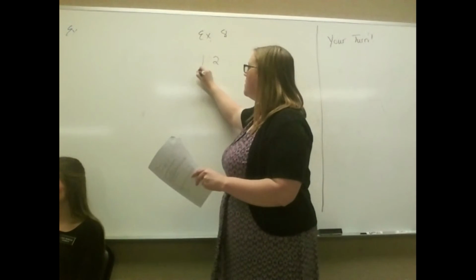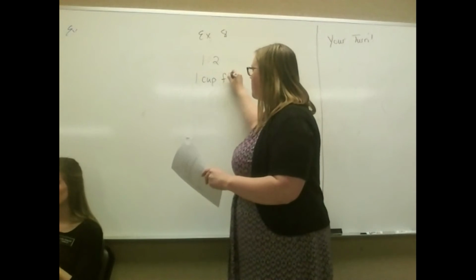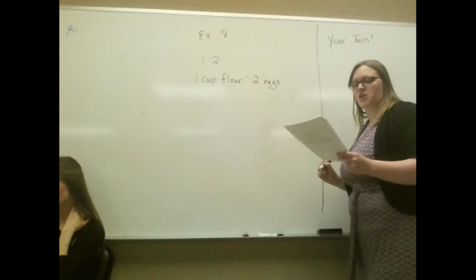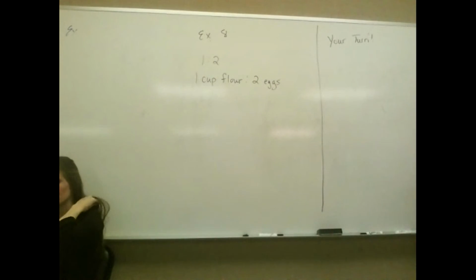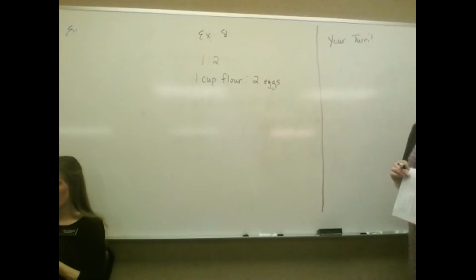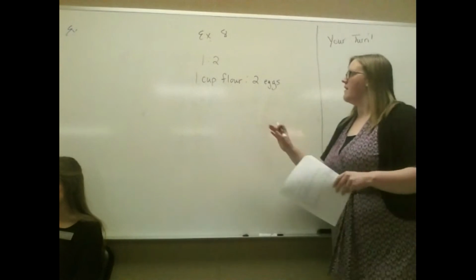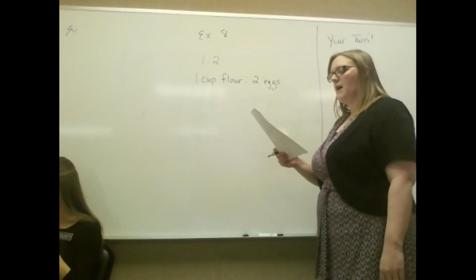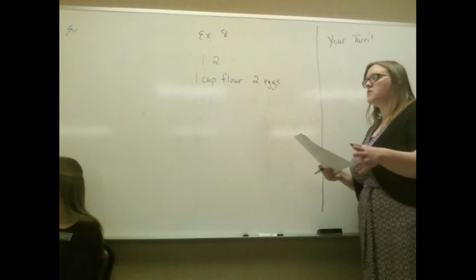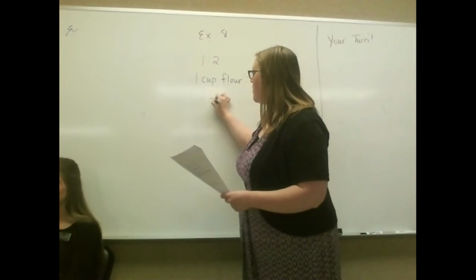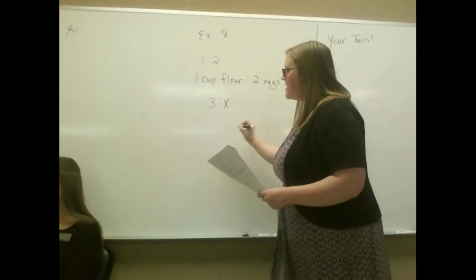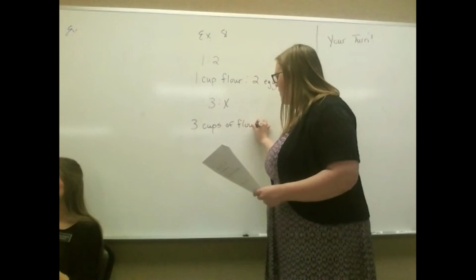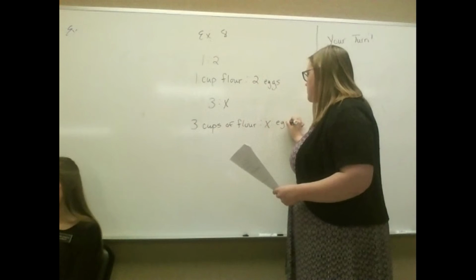So she wrote 1 to 2, or if you wanted to write out the words, you could say 1 cup flour to 2 eggs. This is the ratio because it says the recipe calls for 1 cup of flour for every 2 eggs. The second question says, if you add 3 cups of flour, how many eggs will you need to add? So Rebecca got the ratio 3 to X, because we have 3 cups of flour to X eggs, since we don't know how many eggs.